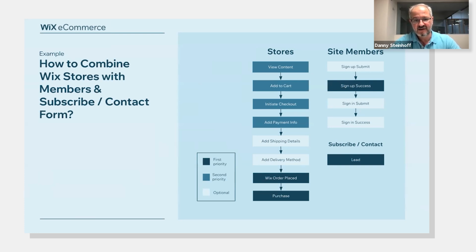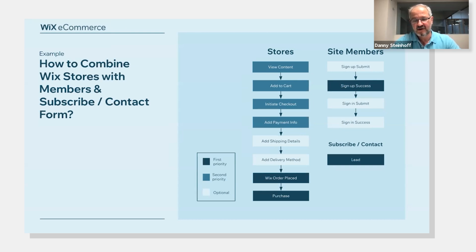And this is an example. It's not something that I personally believe those events will be most important. First priority events are, for instance, Wix order placed and purchase events, they're extremely important because those are conversion events. Now the lead event can also be a conversion event, and sign up success, for those who use, like, a Wix forum or Wix blog, is also an extremely important event. And now there's the second group of events, like second priority: view content, add to cart, initiate checkout, and add payment info. But there are some events which are really optional.